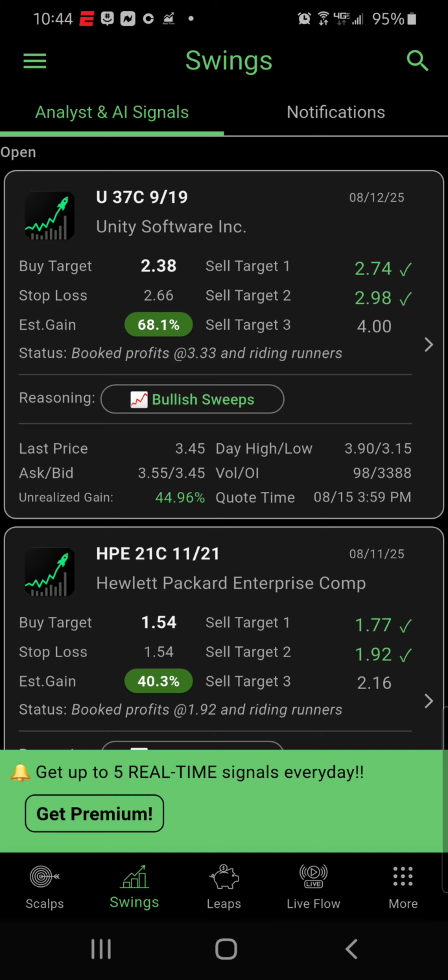And sell target number 3, it ain't got there yet, but it's probably still going in that direction. You know what I mean? To $4, $400 is what the contract that you bought is now worth. You remember you bought it at 238, so that'd be your profit. And you see the status right under all that. It says status book profits at $333 and riding runners. That means right now, when the market closed Friday, it was trading at $333 for what you bought for $238. You basically would have made $100 almost just by having one contract.